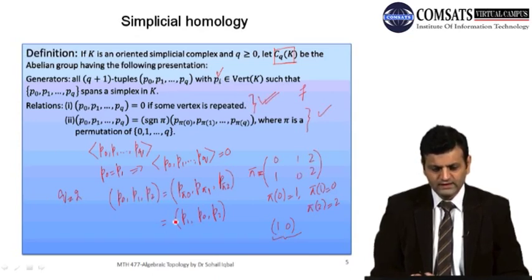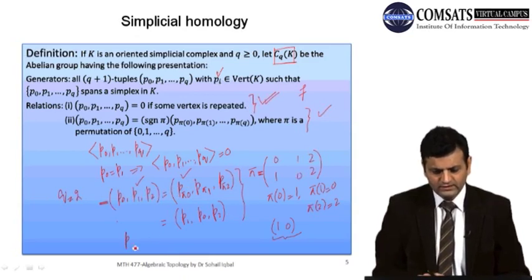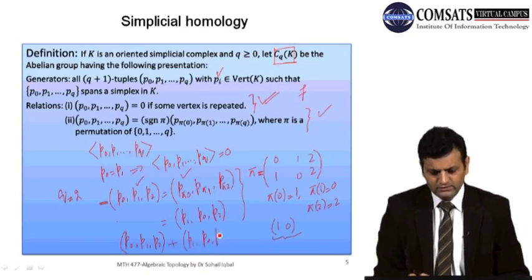So we can say that this change will create the following difference. This is after the permutation and this is before the permutation, so this is equal to minus of this thing. Okay, so that's our second relation. In other words, we can say that P0, P1, P2 plus P1, P0, P2 is also a zero element in CQK.